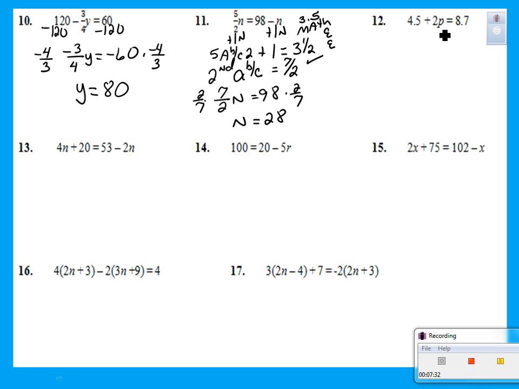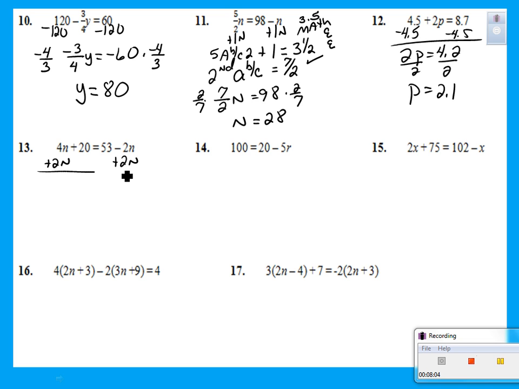Here's my number 12. I'm going to subtract 4.5 first. So I've got 2p equal 4.2. And then I'm going to divide both sides by 2. So I'm going to get p to be 2.1. Okay. I'm still going to click through these, and then I will slow down a little bit once I get to number 18.